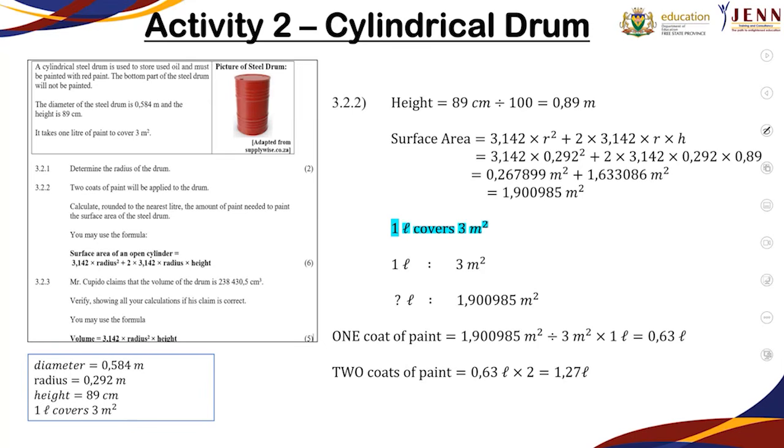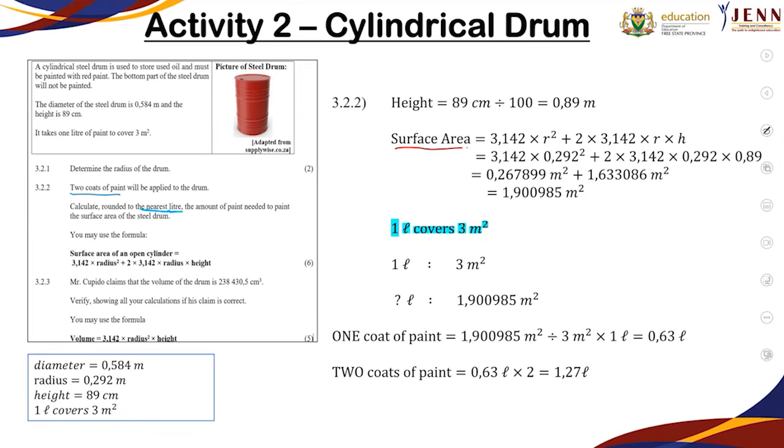All right, what does the question require? It wants us to calculate the amount of paint, and that should be to the nearest liter. And what are you going to need? The surface area of an open cylinder. Now, what is important, we mustn't forget, is that you are going to apply 2 coats of paint. So at some point, you are going to multiply by 2.